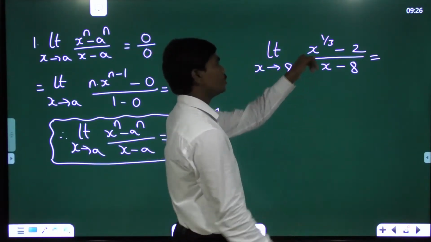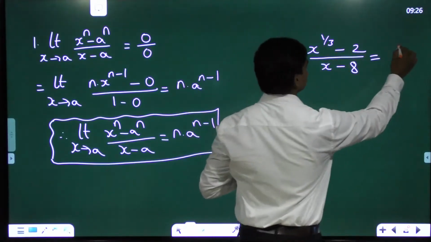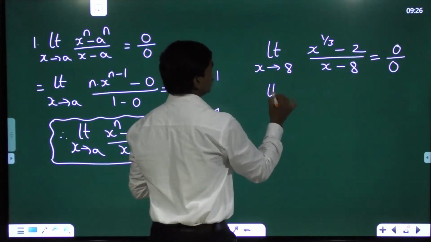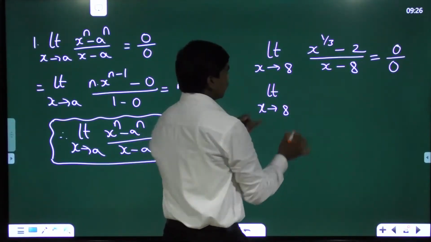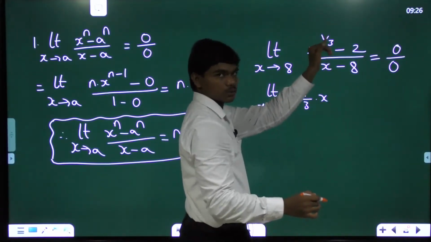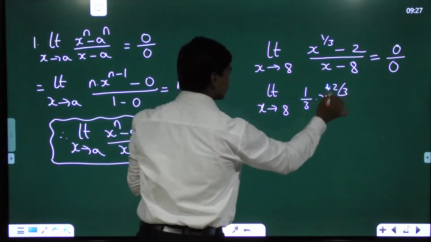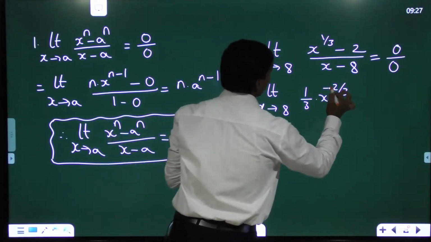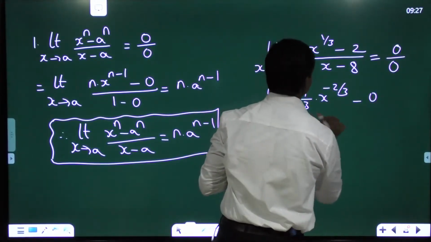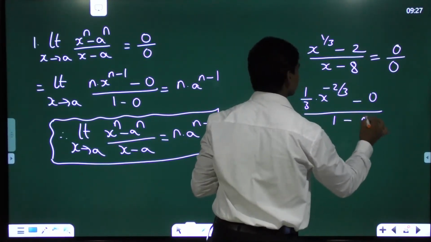Simple thing, if you substitute 8 here, you will be getting 8^(1/3) is 2. So 2 minus 2 is 0. And similarly, this denominator also tends to 0. So you could apply L'Hospital rule. So x tends to 8, 1 by 3 into x^(1/3 - 1) will give you x^(-2/3), minus differentiation of this 2 is 0, divided by differentiation of this x with respect to x is 1 minus differentiation of 8 is 0.